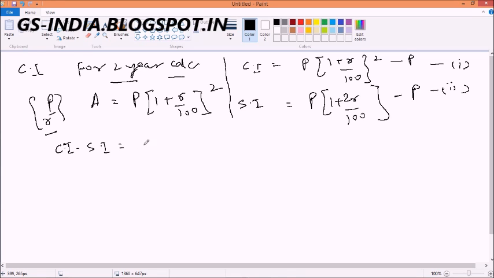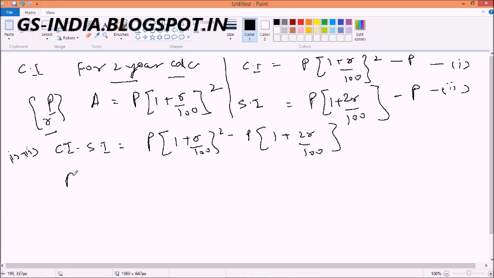And what are we going to write? We are going to subtract equation 1 from equation 2. So compound interest minus simple interest. This P and P will get cancelled out, so I am not writing this. So what I will simply get is P times 1 plus R by 100 to the whole square minus P times 1 plus 2R by 100. Now take P common, and I am expanding this bracket.